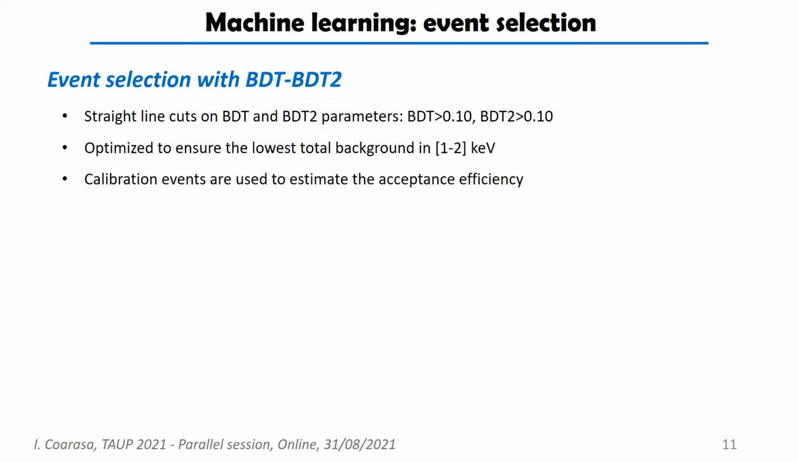These straight line cuts on VDT and VDT2 parameters have been optimized to ensure the lowest total background in 1 to 2 keV. We select VDT and VDT2 greater than 0.1, and the corresponding efficiency is estimated for each detector independently by using cadmium-109 calibration single hit events.